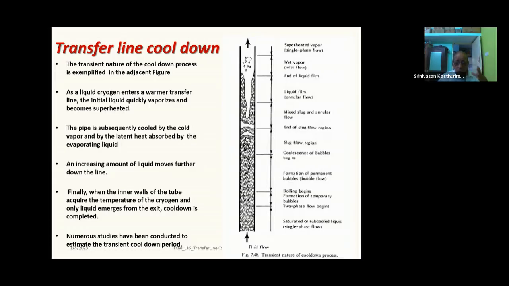But still there is going to be some heat transfer coming in, depending on the insulation on the pipe. So even when 100% liquid is entering at this end, the other end will have a certain amount of vapor formation. In other words, there will be a finite void fraction for the emerging liquid. Okay.